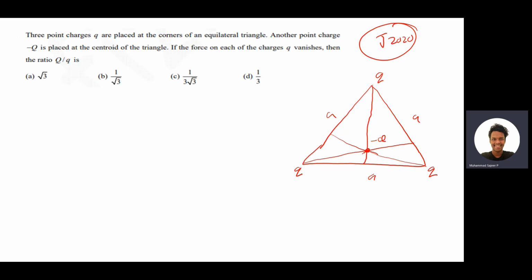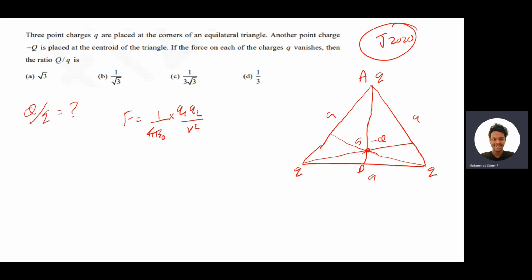We are saying that if the force on each of the charges Q vanishes, so the force on this charge or this charge or this charge is 0, then what we want to find is the ratio of Q by Q. Of course, if you want to find the force, you know the electrostatic force equation: force is equal to 1 by 4 pi epsilon 0 q1 q2 by r square. Here I will just name the points: A, G, D.